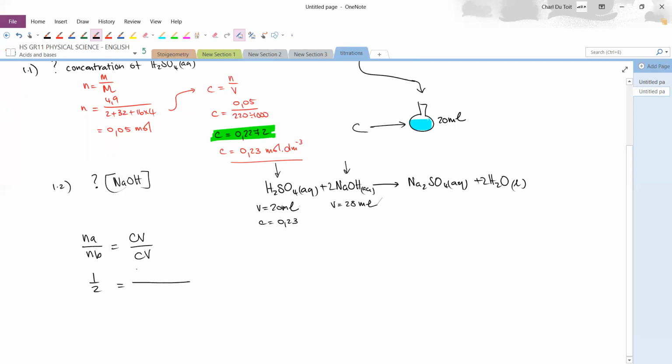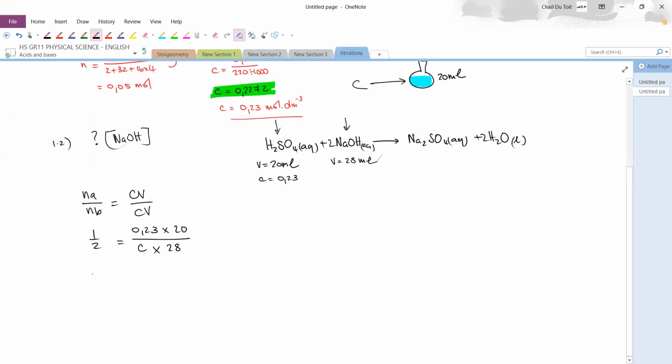The concentration of the acid is 0.23, yeah, we are allowed to use 0.23 because that was an answer. Or you could have used 0.2272 if you wanted. And then I times the volume, which is 20 milliliters. I don't have to convert to liter now. Milliliter on top and bottom. Then the concentration of the base, I don't know, and the volume is 28. So I'm basically going to multiply 1 with C and with 28. So I get 28C. And that is 2 times 0.23 times 20. And then I'm just going to solve this equation. You know what I'm doing now.